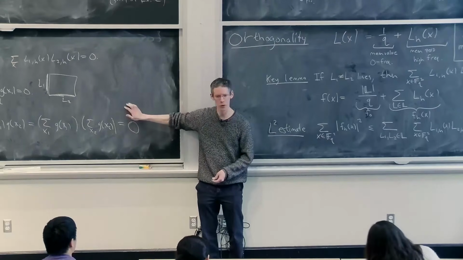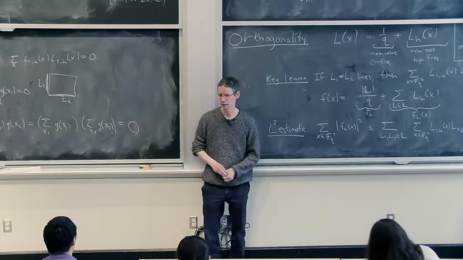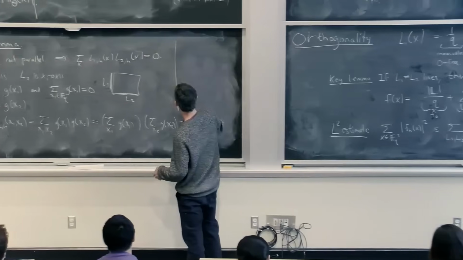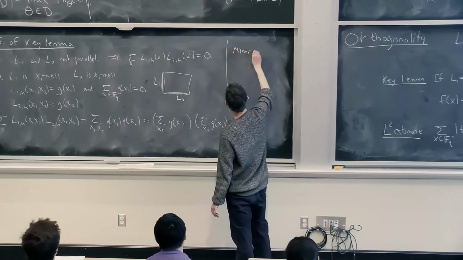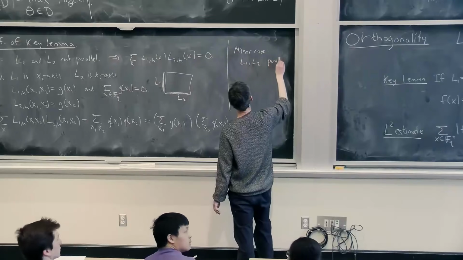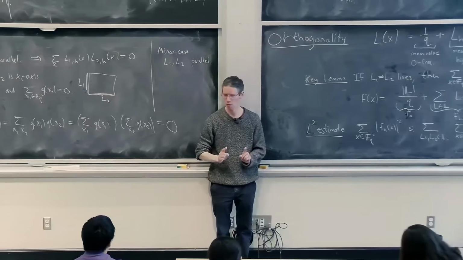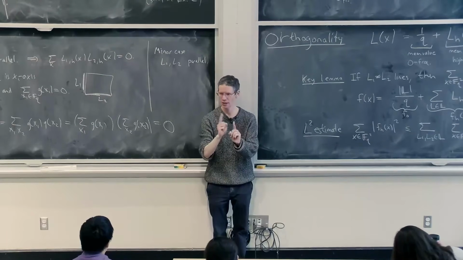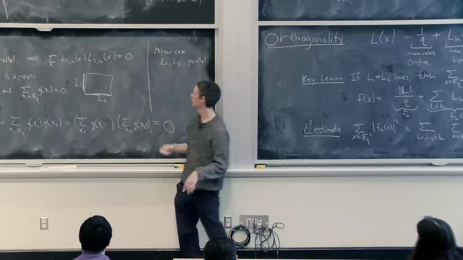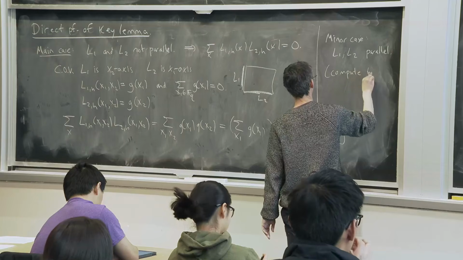OK. Does that look OK to people? OK. Then there's the minor case that they're parallel. OK. I don't have anything super instructive to say about this case. They might as well both be parallel to the x2 axis. It's not hard to compute it by hand, and you'll see that it's negative. So I'm going to not do it on the board because I think it's not very illuminating.